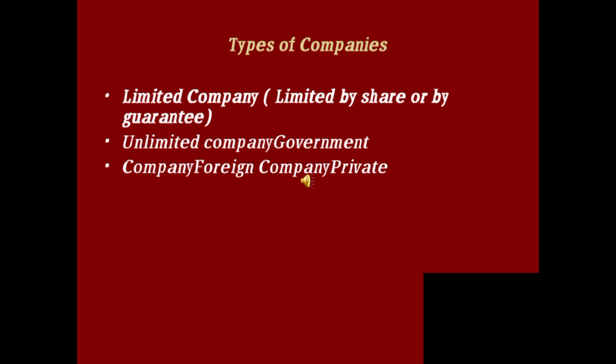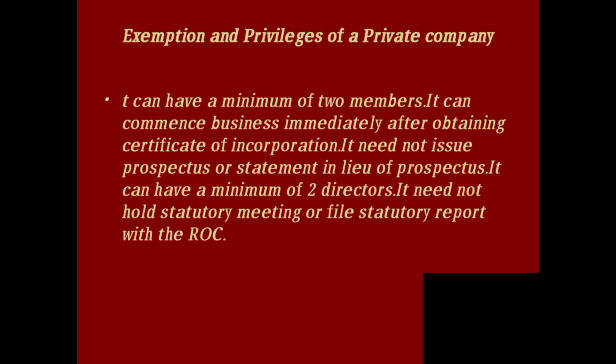Next, types of company: limited company, unlimited company, foreign company, private company, and public company. Next, exemptions and privileges of a private company. It can have a minimum of 2 members. It can commence business immediately after obtaining the certificate of incorporation. It need not issue a prospectus or statement in lieu of prospectus. It can have a minimum of 2 directors. It need not hold a statutory meeting or file a statutory report with the ROC.